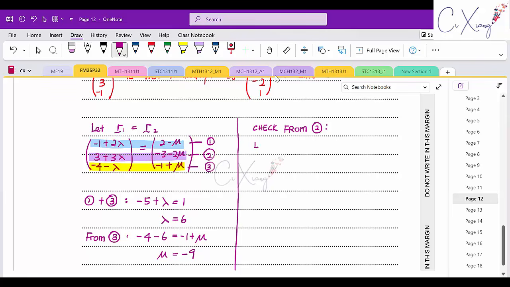So what is the left hand side of equation number 2? You have 3 plus 3 lambda, which means 3 plus 3 times 6, so you have 21. And the right hand side is negative 3 minus 2 mu. Your mu is negative 9, and you get 15. Then you realize that the left hand side is not equal to the right hand side. So this tells you that the conclusion is the lines are skewed.